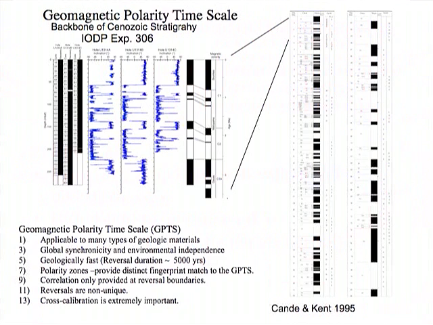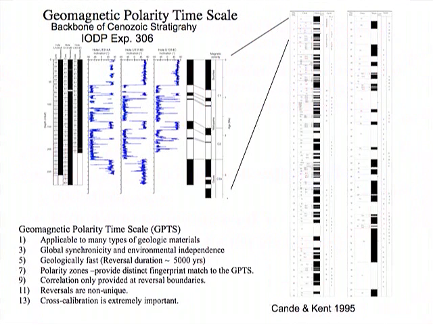The geomagnetic polarity time scale is applicable to many different geological materials. It's globally synchronous at a geological time scale and environmentally independent. That's one of the big points. It's relatively geologically fast. Reversals take approximately 5,000 years, not necessarily paleoclimatologically fast. Polarity zones provide distinct fingerprints. Correlations only provide reversal boundaries.